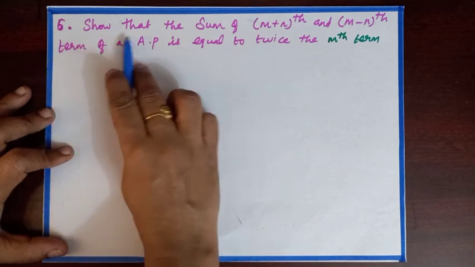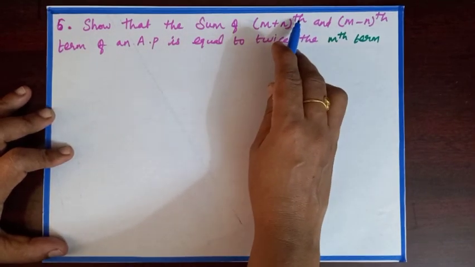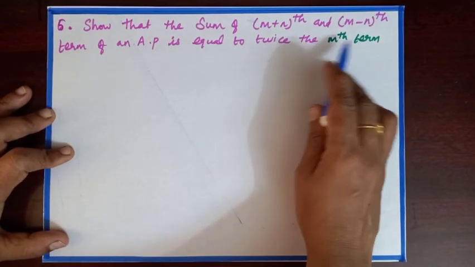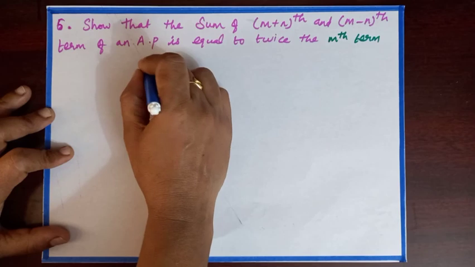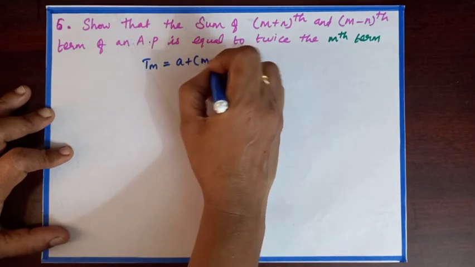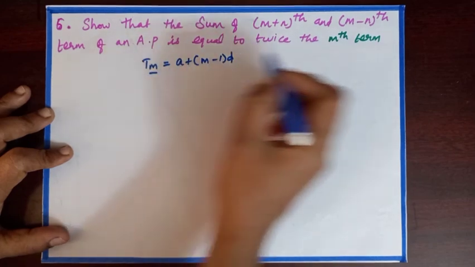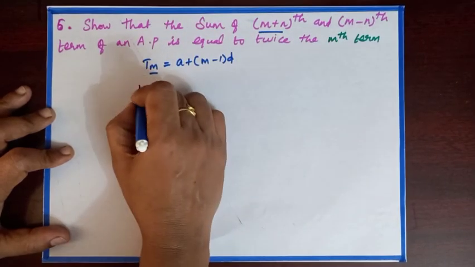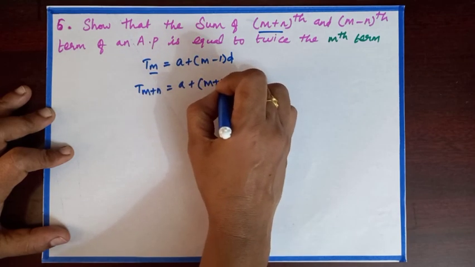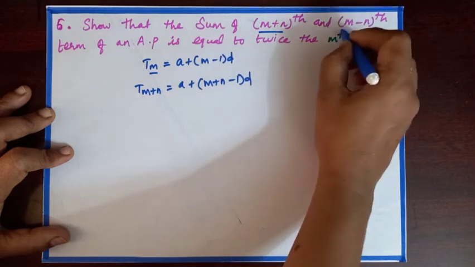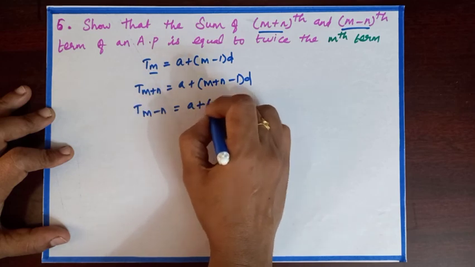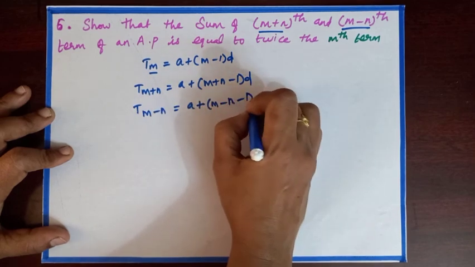Question number 6. Show that the sum of the m plus nth term and the m minus nth term of an AP is equal to twice the mth term. So, the given is Tm. We know the formula Tm equal to a plus m minus 1 into d. Now, in the place of m, we have m plus n. Then Tm plus n is equal to a plus m plus n minus 1 into d. Then Tm minus n is equal to a plus m minus n minus 1 into d.